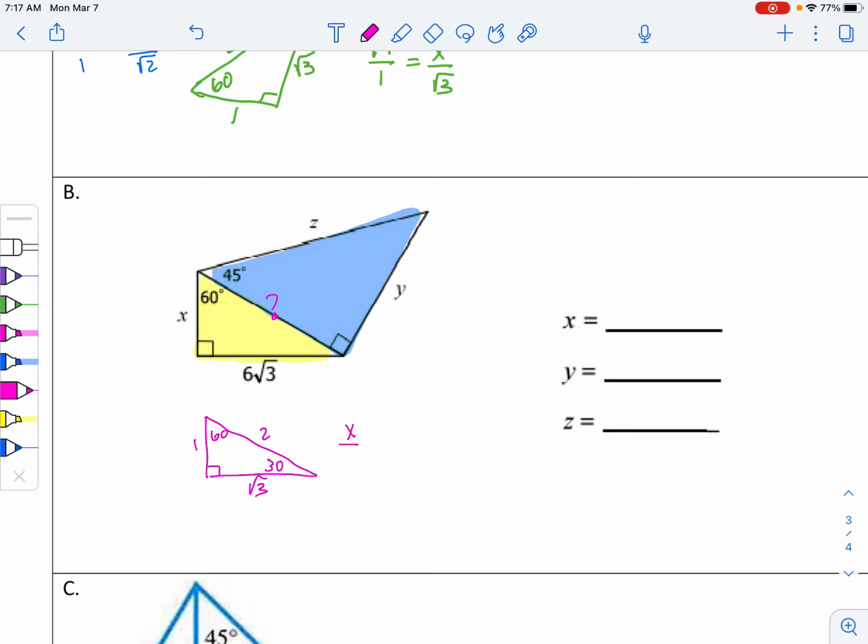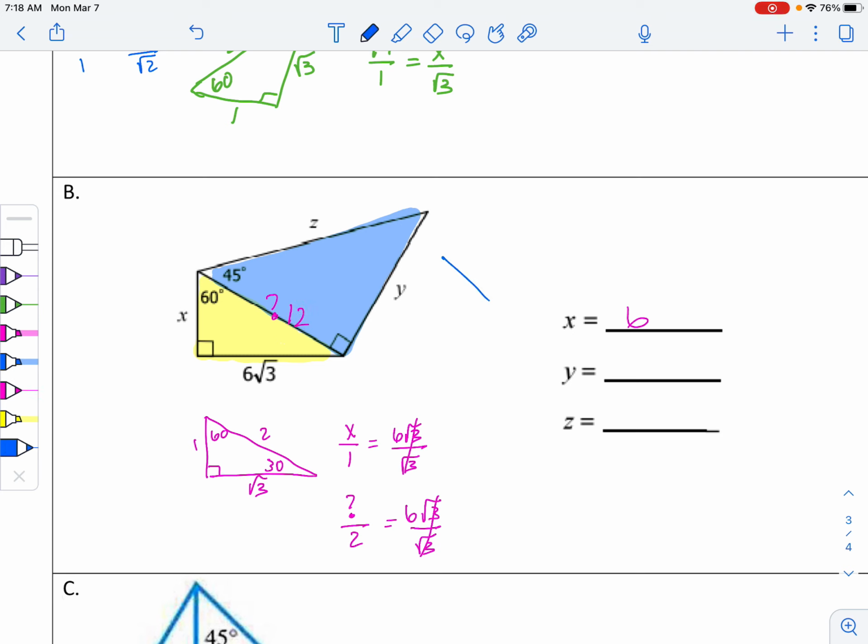So I would have x over 1 equals 6 square root 3 over square root 3. The root 3's cancel. X comes out at 6. I would have my question mark over 2 equals 6 square root 3 over square root 3. Cross out the square root 3's, do my cross multiplication. The question mark comes out to be 12.